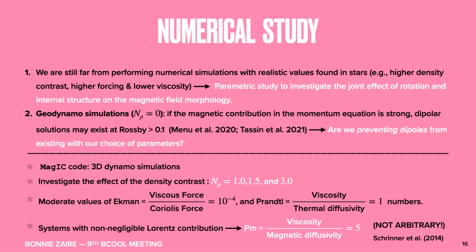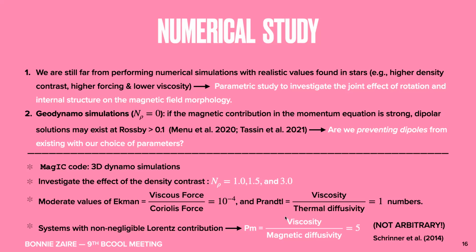So we did numerical simulations of a thin convective shell, similar to what I showed on the right when I showed Gastine and collaborators' simulations. And we also investigate 3 different density contrasts, as you can see here. And we assumed moderate values of Ekman and Prandtl numbers, exactly the values adopted by Gastine and collaborators.